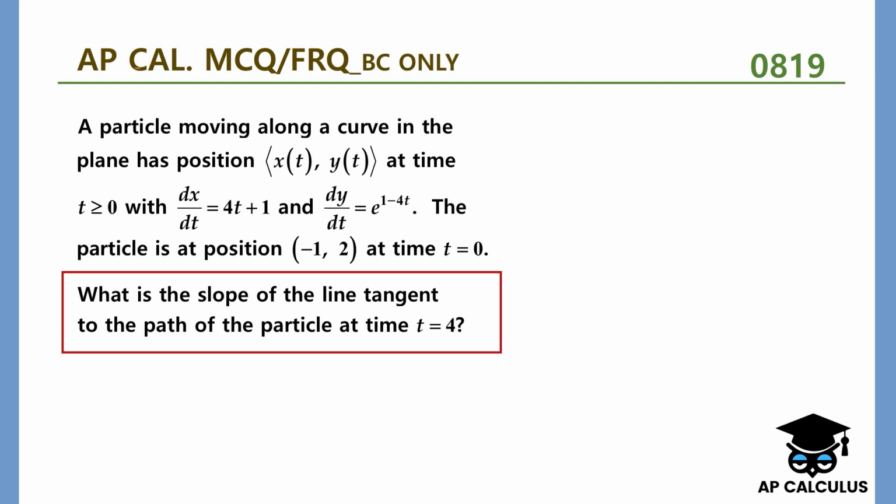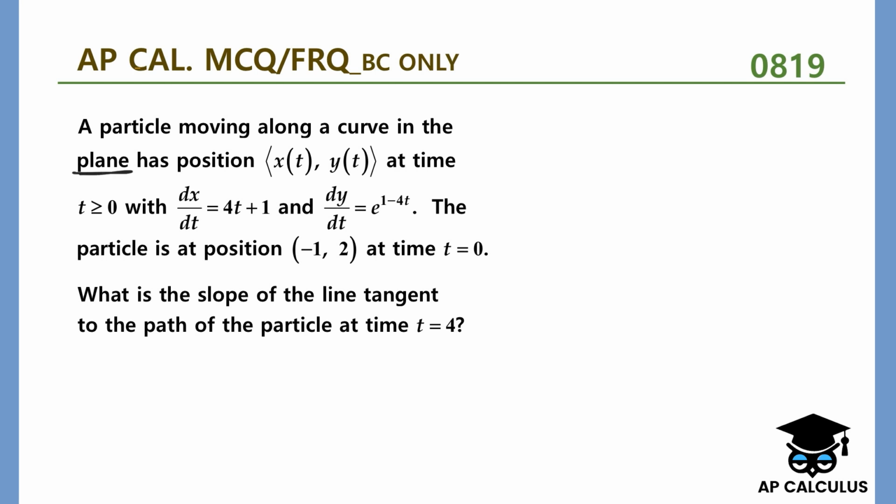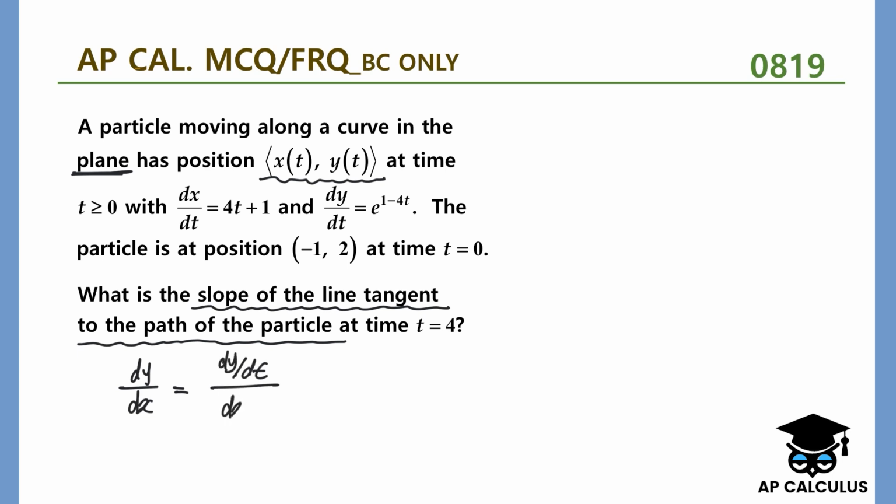What is the slope of the line tangent to the path of the particle at time t = 4? This time, the particle is moving in the plane, and we have the position vector right here. The question is, what is the slope of the line tangent to the path of the particle? Just like parametric equations, the slope dy/dx is equal to (dy/dt) over (dx/dt).